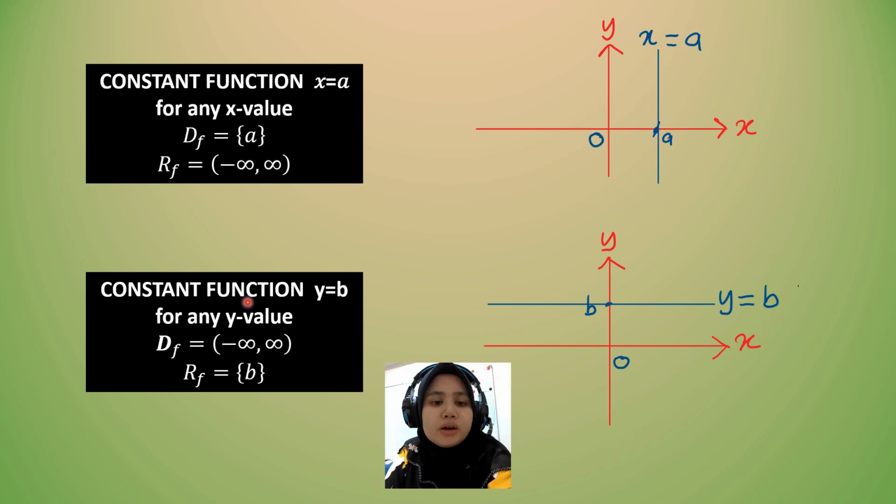For our next constant function, when y, this is our y, y is a horizontal line. Your graph will be like this. So our domain will be to the left, negative infinity, and to the right, positive infinity, and your range is at the value, at the position.